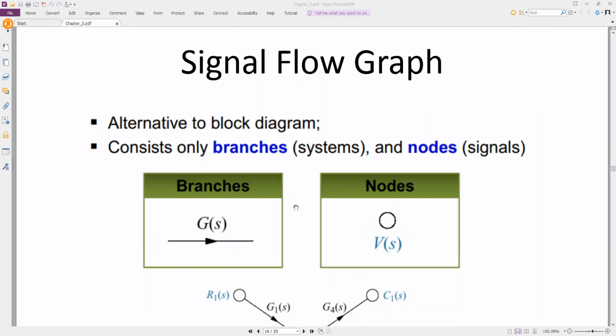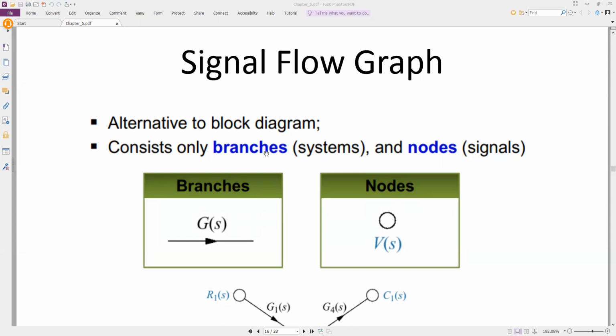Okay, another term, which is the signal flow graph. Before that, we have used what? Before that, we have used the block diagram. We had the signals, we had the systems. Right now, we look at another part, which is the signal flow graph. Okay. It is actually an alternative to the block diagram.